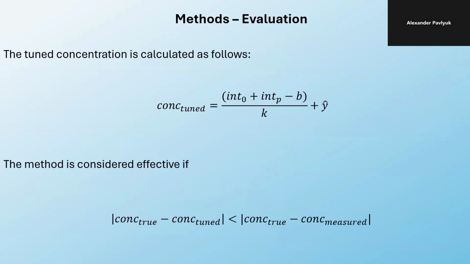The model evaluation is performed as follows. A test node is connected to the trained empirical graph, and it receives aggregated model parameters and calculates the tuned concentration, which is the measured concentration plus the output of the model with the aggregated weights from the neighbors. Then the method is considered effective if the absolute difference between the true and tuned concentration is less than the absolute difference between the true and measured concentration.